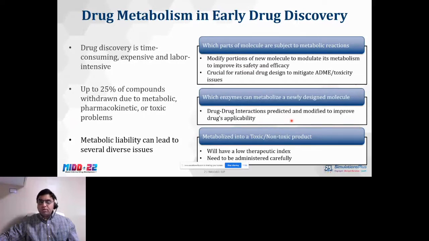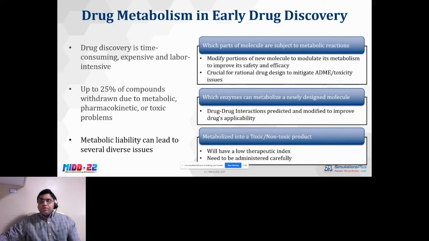and thus we can modify the drug's applicability. Furthermore, the most important part is knowing whether the metabolite of the new compound is toxic or non-toxic. That way, if that compound is really important, we can focus on administering it carefully, or we will know that this compound has a low therapeutic index. So this makes drug metabolism very important during our early drug discovery.